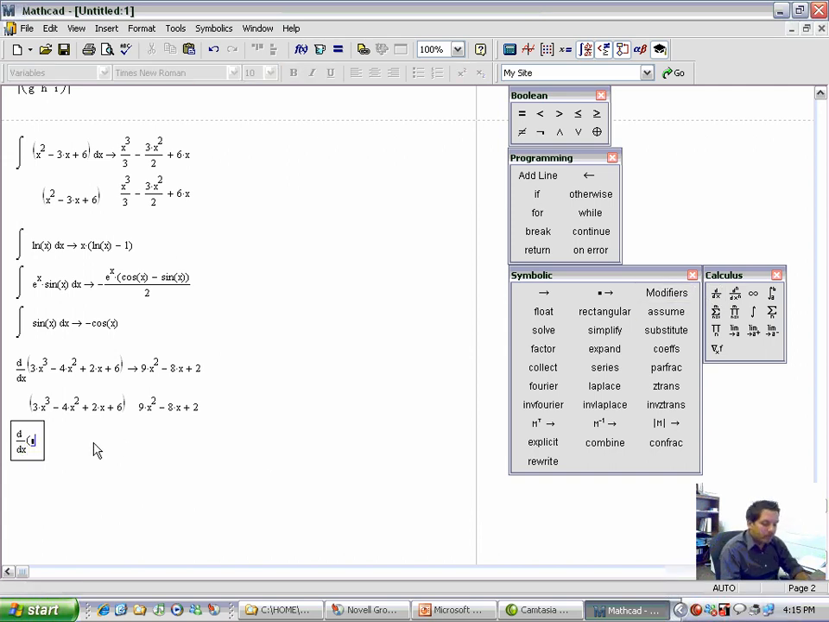Let's see. What is the derivative of the log of x? It's 1 over x. No problem. Let's see a derivative of a quotient. E to the x divided by the sine of x. Let's see if it can do this.